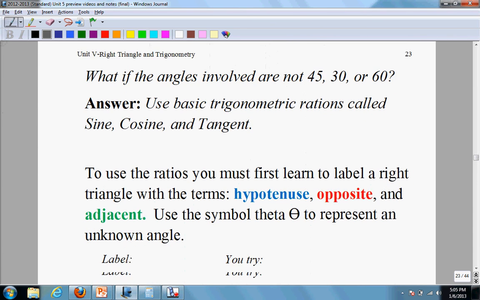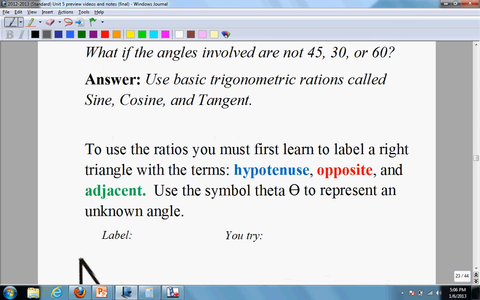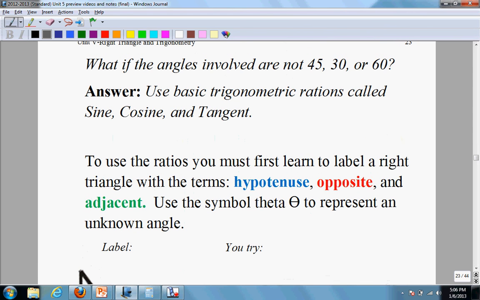Again, what if the angles are not even, like 45, 30, and 60, and 90? How do we find missing sides then? There are things that we're going to be learning called ratios. Underline that word ratios, and I want you to draw an arrow. It's ratios, not rations, ratios. Don't let that word intimidate you. Remember, a ratio is just a fraction. So just draw something over something.